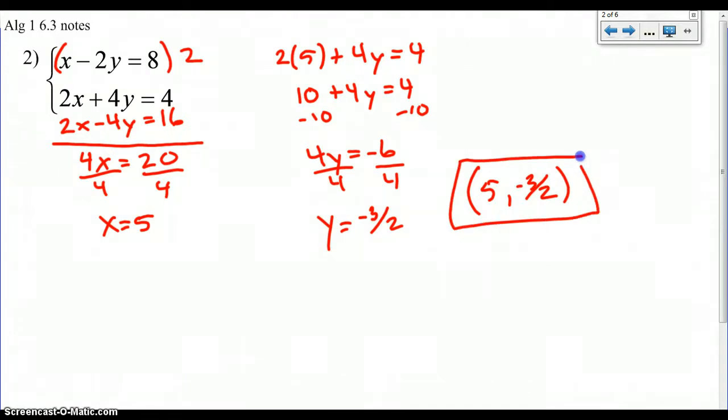Again, if you wanted to check your answer, you could plug these values in to the first equation. 2 times negative 3/2. I know you guys don't like messing with the fractions, but 2 times 3/2 is okay. That's just simply negative 3, but you're subtracting it. So what you have is 5 plus 3 equals 8, and that is true.